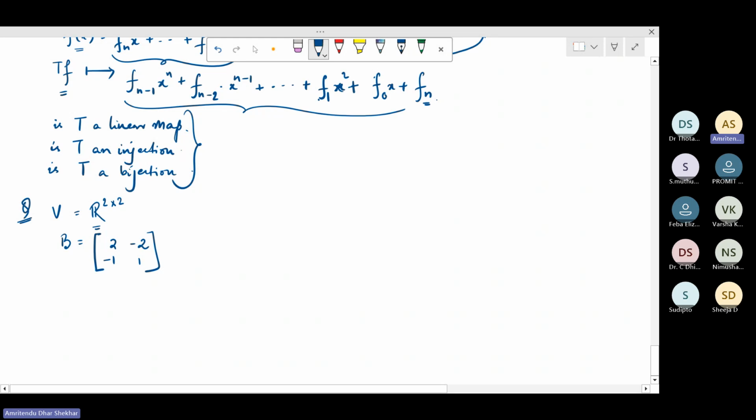Now I'm going to define a map from R^(2x2) to R^(2x2). And this map is just post multiplication with B. So it takes a matrix A and multiplies it with B.